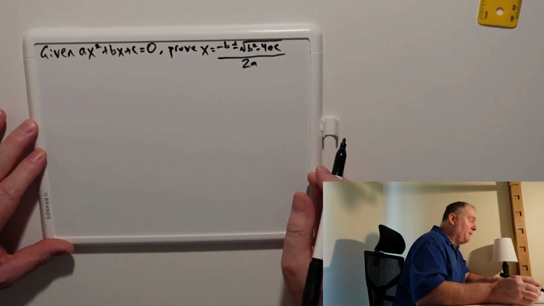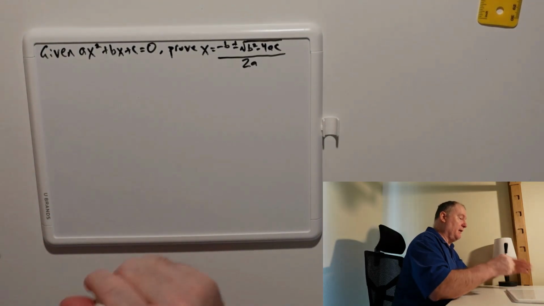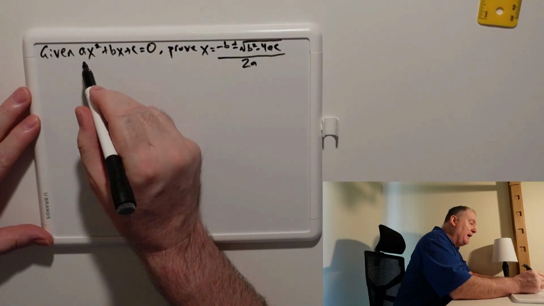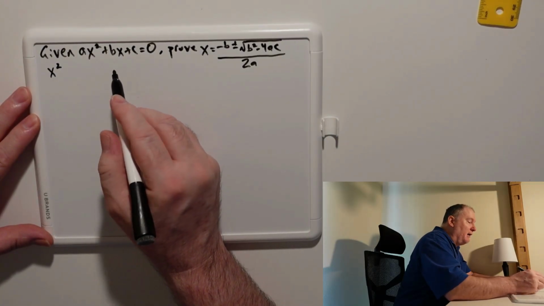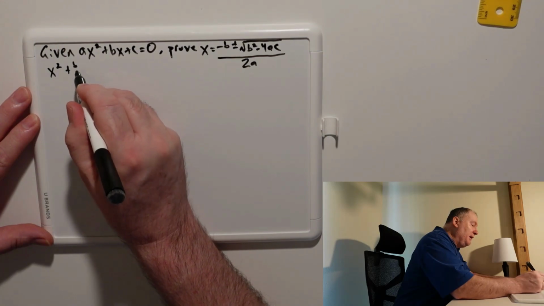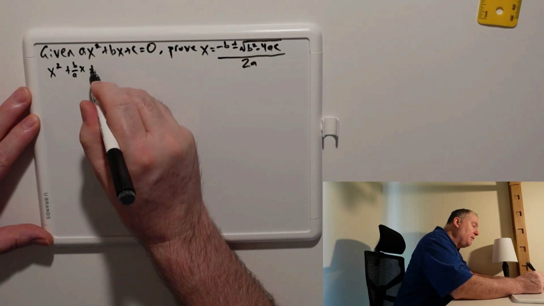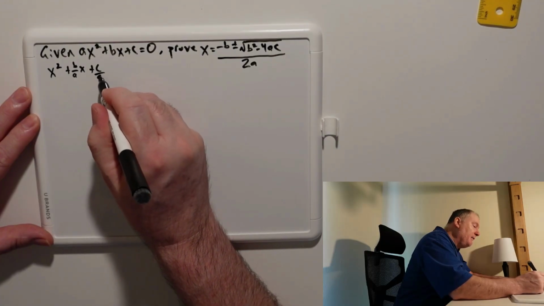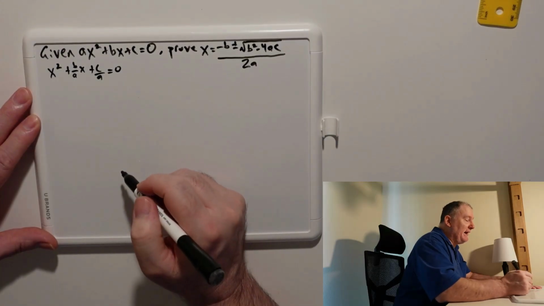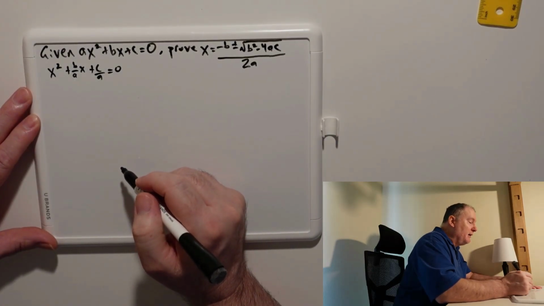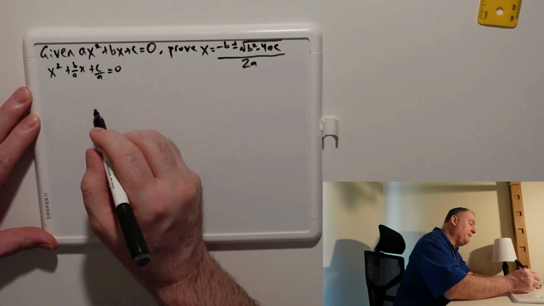All right, so the first thing we're going to do is divide by a. So if we divide ax squared by a, we get x squared plus b over a times x plus c over a is equal to 0. 0 divided by a is 0. Then we're going to subtract c over a from both sides.